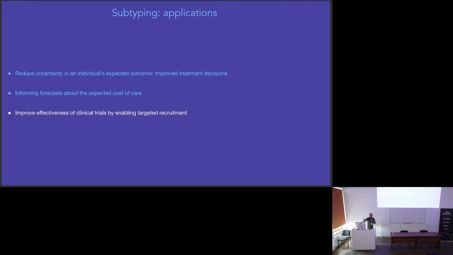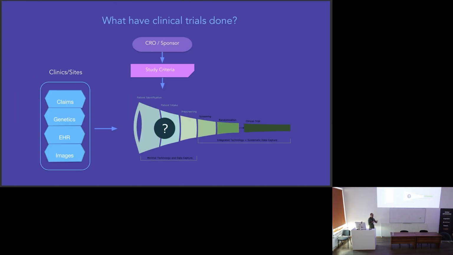So these subtyping applications, for example, reduce uncertainty in individuals' treatment decisions. That's one application. The second one is to forecast the expected costs, about the treatment planning. All three are connected, but I will specifically go to the third one, which is improving the effectiveness of clinical trials by enabling targeted recruitment. So let's see how these clinical trials usually work, what the process is, and let's discuss one statistical ML paper that does that and helps.